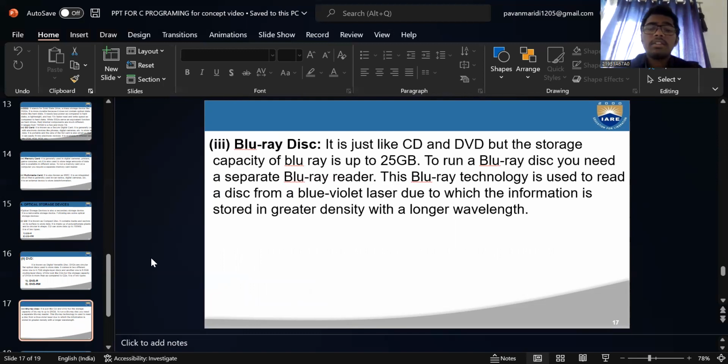Blu-ray disc. It is just like CD and DVD, but the storage capacity of Blu-ray is up to 25 GB. To run a Blu-ray disc, you need a separate Blu-ray reader. The Blu-ray technology is used to read a disc with a blue violet laser, due to which the information is stored in greater density with a shorter wavelength.